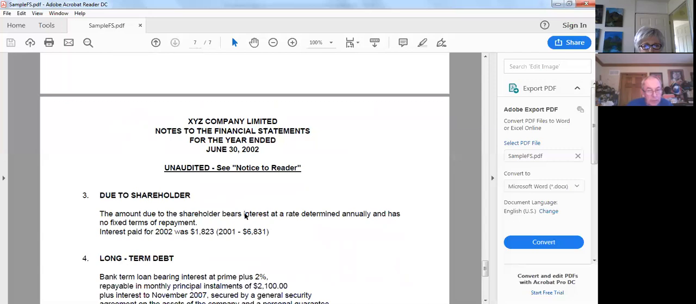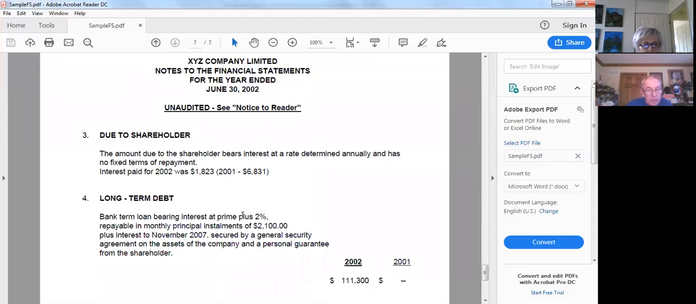at a certain rate. The bank loan is a long-term bank loan. It's bearing interest at prime plus 2, which means I'm going to pay interest on the loan every year of prime plus 2. Prime is currently running around 5 to 5.5%. So my interest on the loan is 7.5%. Now that means it can change because if prime goes up next year to 12%, I will be paying 14%. So it's in my best interest to hope that prime stays very low.